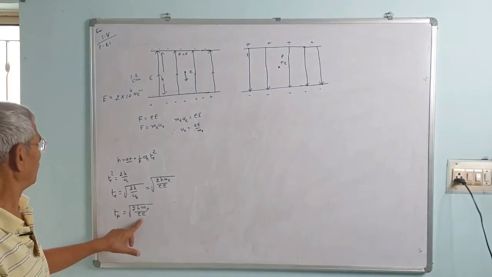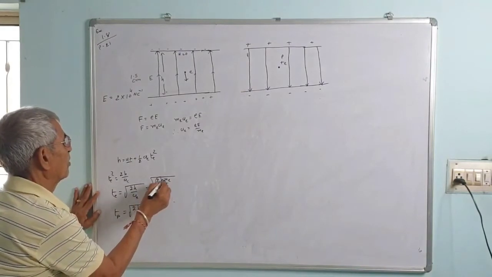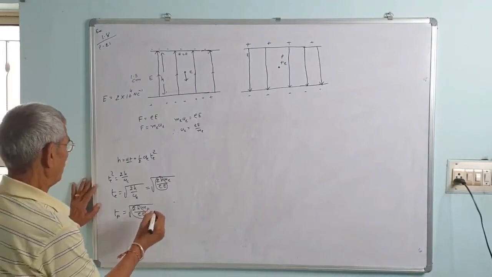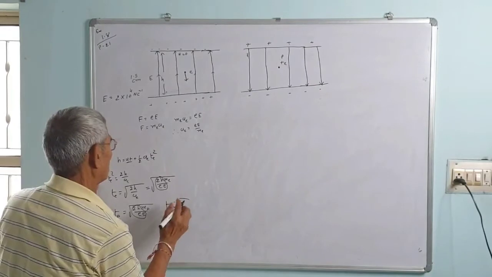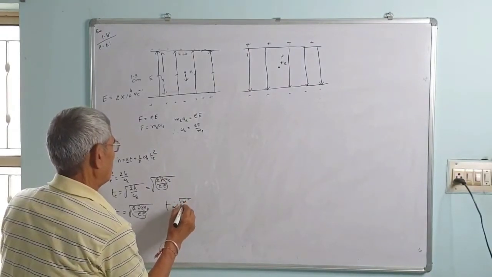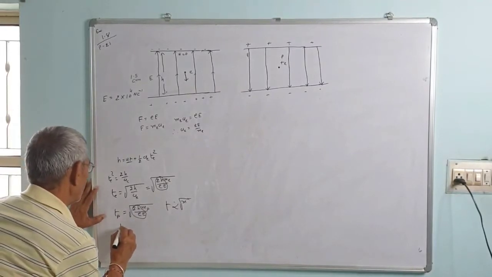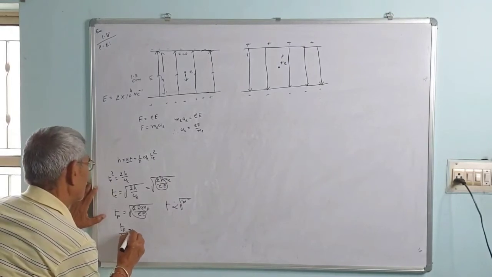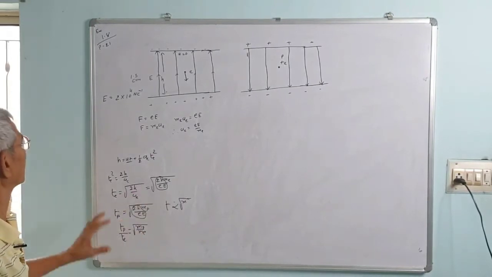So the time for the proton, with all other quantities constant, has 2h upon eE the same for both. So the time for a particle is directly proportional to the square root of its mass. We can compare the times: T_proton upon T_electron is equal to the square root of m_proton upon m_electron. You can put in the data and calculate this.